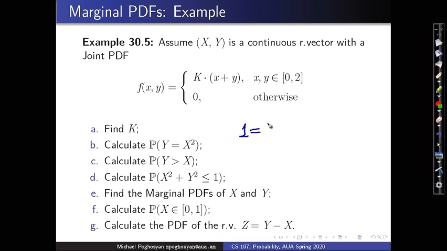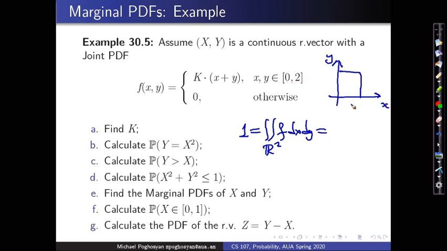So 1 is equal to the double integral over R2 of f dx dy, and because f is 0 outside of this square, I will have only integration over the square from 0 to 2. This is x, this is y. So x is running from 0 to 2 dx, y is running from 0 to 2, our function k times x plus y dy. So from this equation, we will find that unknown value of k.